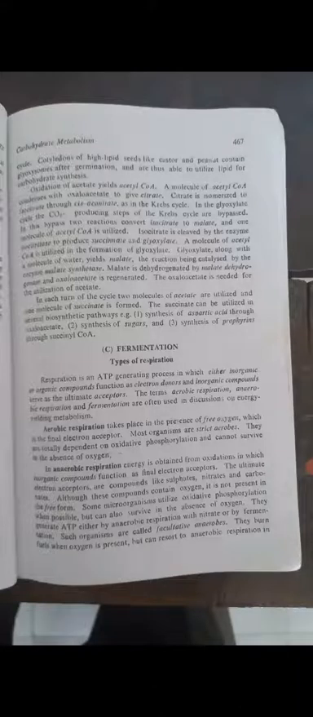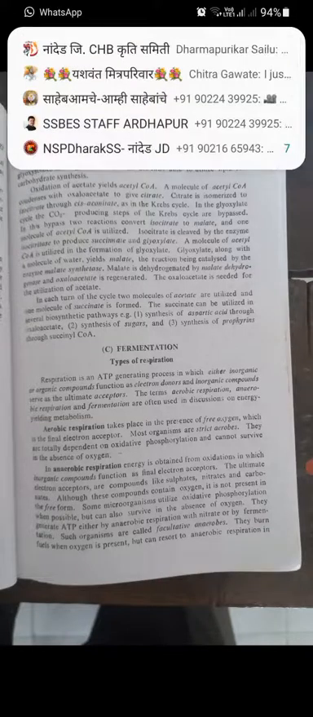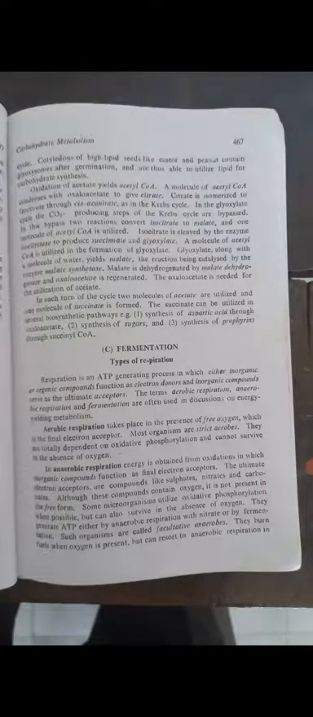Respiration is an ATP generation process in which either inorganic or organic compounds function as electron donors and an inorganic compound serves as the ultimate acceptor. The terms aerobic respiration, anaerobic respiration and fermentation are often in discussion on energy yielding metabolism.